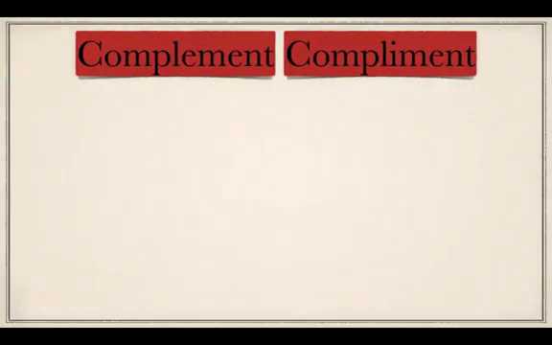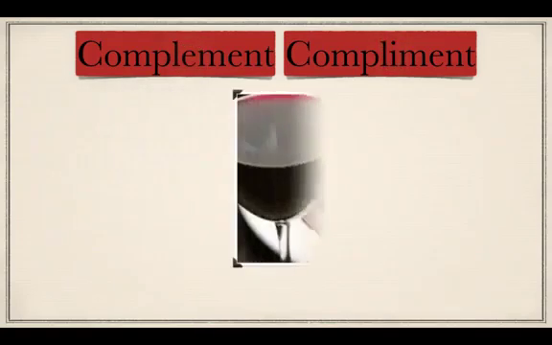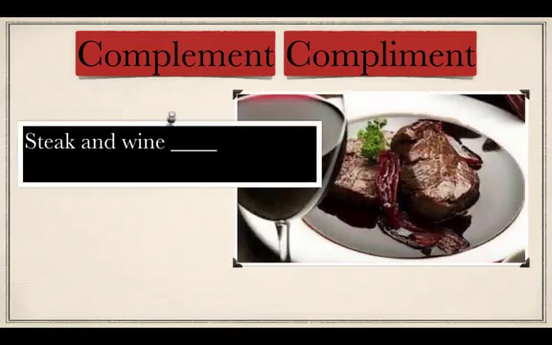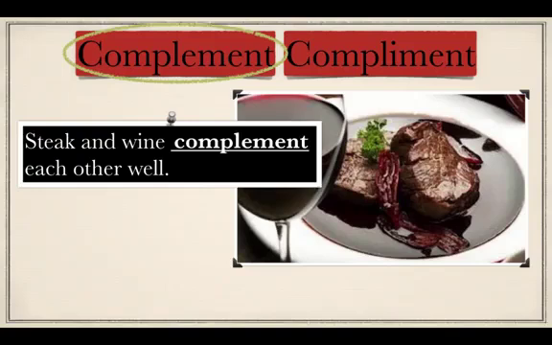Now let's talk about our last pair of verbs, complement and compliment. These two words are pronounced the same way, but one is spelled with an E and the other with an I, and they mean different things. We can say, steak and wine blank each other well. They complement each other well, which basically means that they go well together or they complete each other.